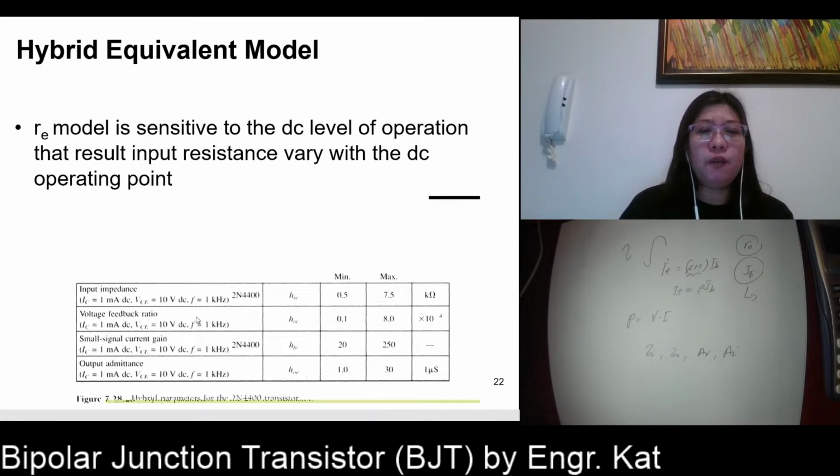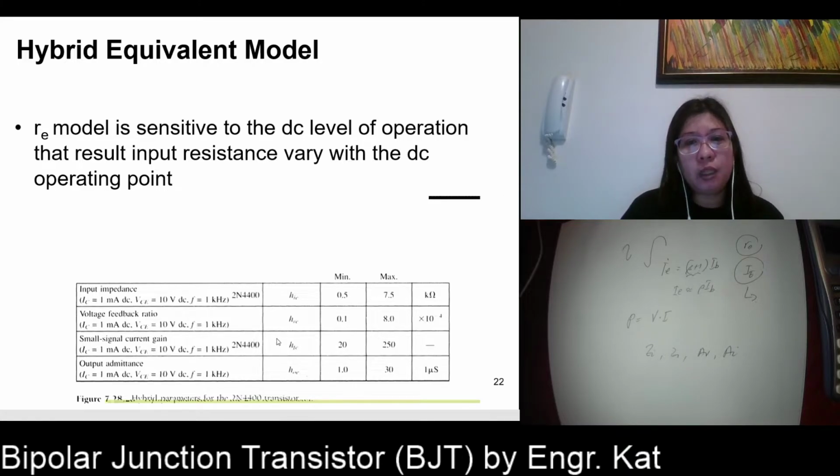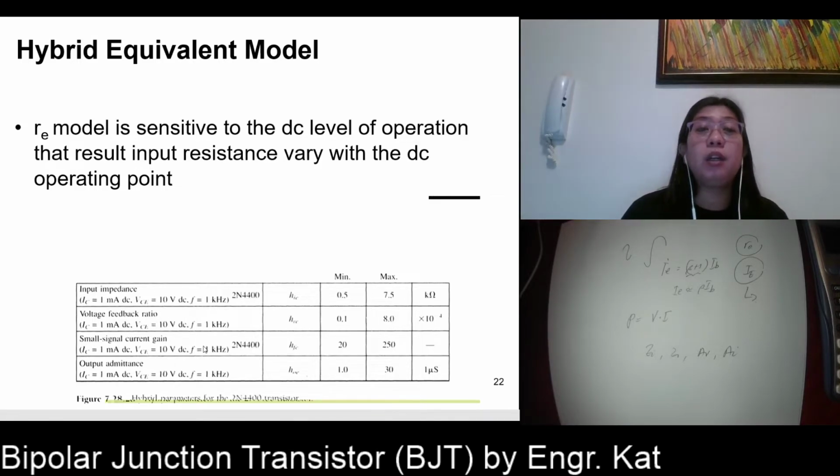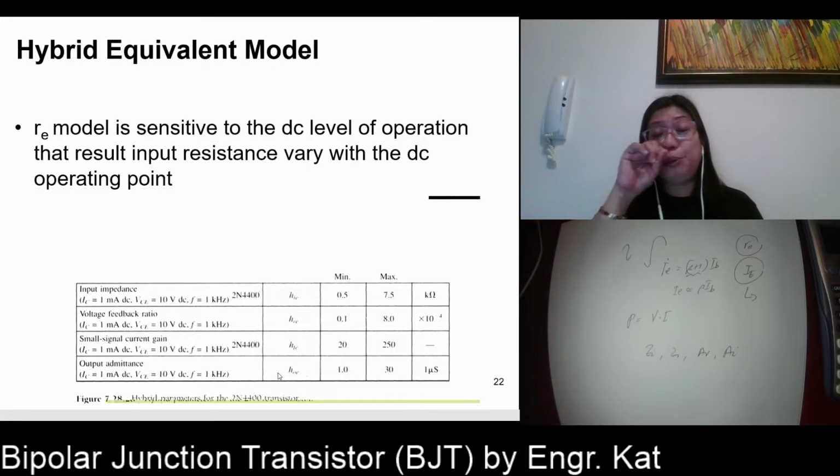Then we have the voltage feedback ratio. The voltage feedback ratio is HRE. We will be dealing with it one by one later on. And then we have the small signal current gain. The current gain is HFE. F for forward, R for reverse. We will be talking about that one by one later. And then we have here HO. O is for output. The fourth important parameter is the output admittance.